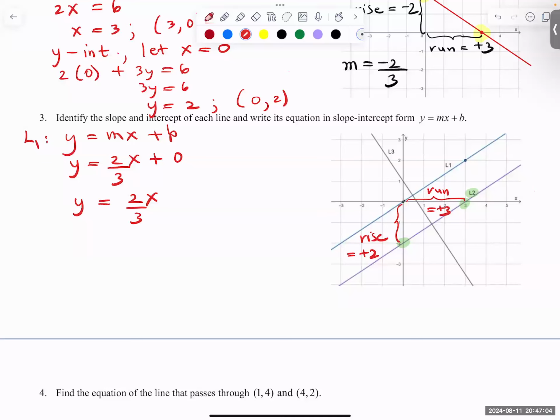So we can compute the slope. So for line 2, the equation is y equals mx plus b. It appears line 1 and line 2 are parallel, but we have to show that rather than just say they appear to be. So the slope is rise over run, positive 2 over positive 3, equals the slope of line 1.